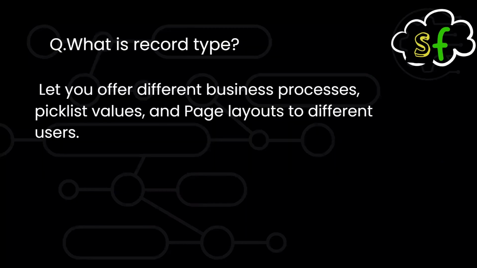What is a record type? Record types let you offer different business processes, like picklist values and page layouts, to different users. So there are different record types, and you can use them according to the requirement and page layout for different users.